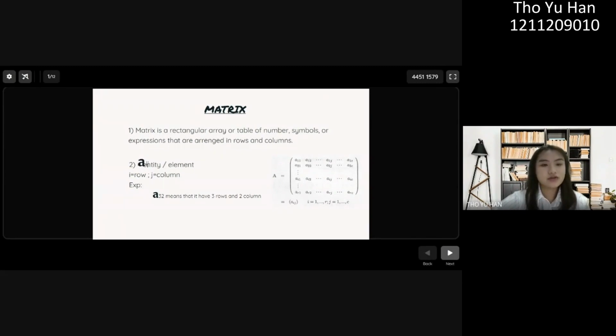Matrix is a rectangular array or table of number, symbol, or expression that are arranged in rows and columns. Aij is the entity. The capital letter A is a representation of matrix. It can also be another letter. However, i means rows and j means column. For example, A32 means that the matrix has 3 rows and 2 columns.